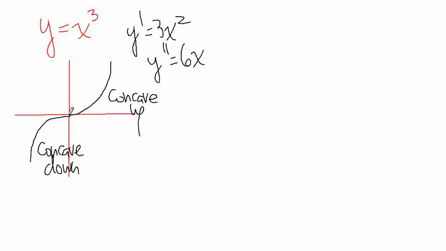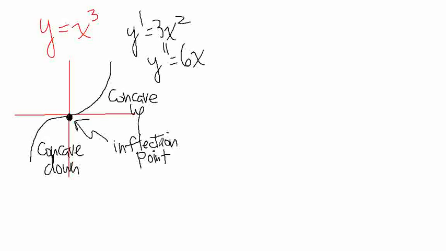Now at the origin, the second derivative is 0. That is where the sign changes, as you move to the right, from negative to positive. So that's our inflection point. To find an inflection point, it's similar to the first derivative test. You have to compare the sign of something on both sides of a point. In this case, you're comparing the second derivative on both sides.